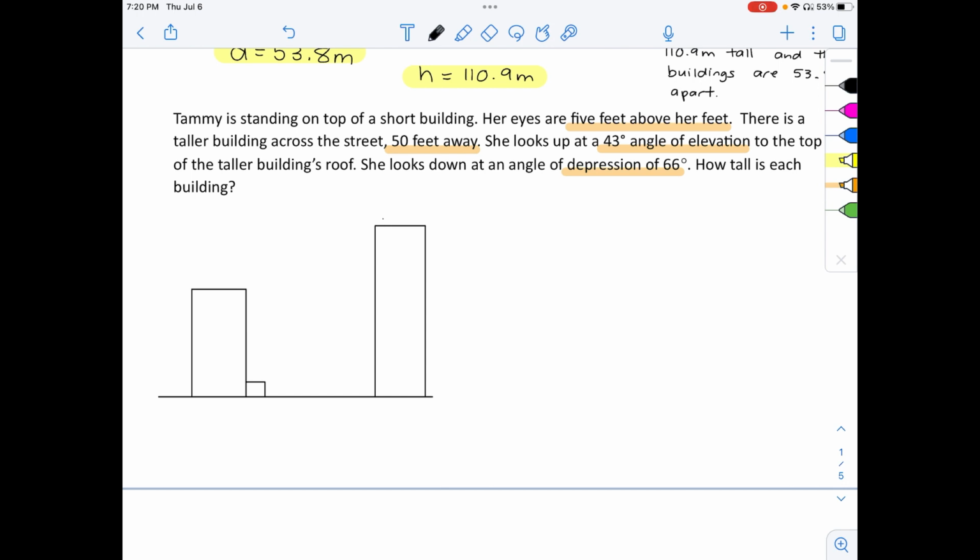Then we have Tammy. She's standing on top of the shorter building, so I am going to draw her here. There she is, standing on top of the building. And the key piece of information that we're given here is that her eyes are 5 feet above her feet. So what that means is that when she's standing, if you measured from her eyeballs to where she's standing, it's 5 feet. Okay, so she's obviously a little bit taller than 5 feet, but that's where her eyeballs sit in relation to the ground.